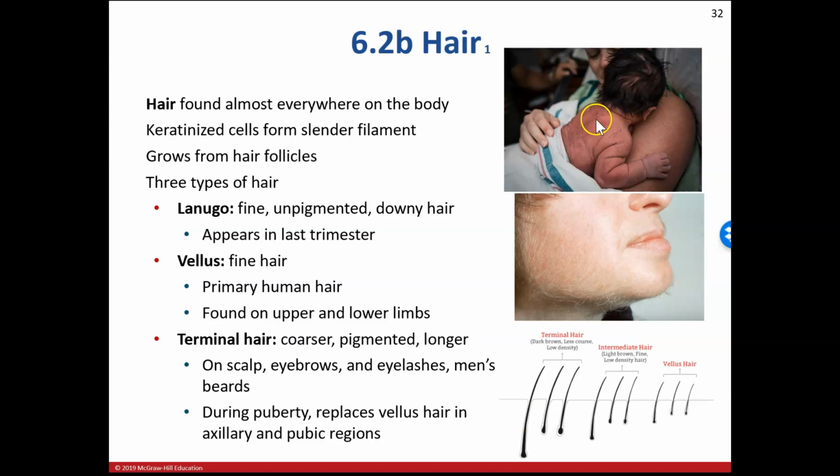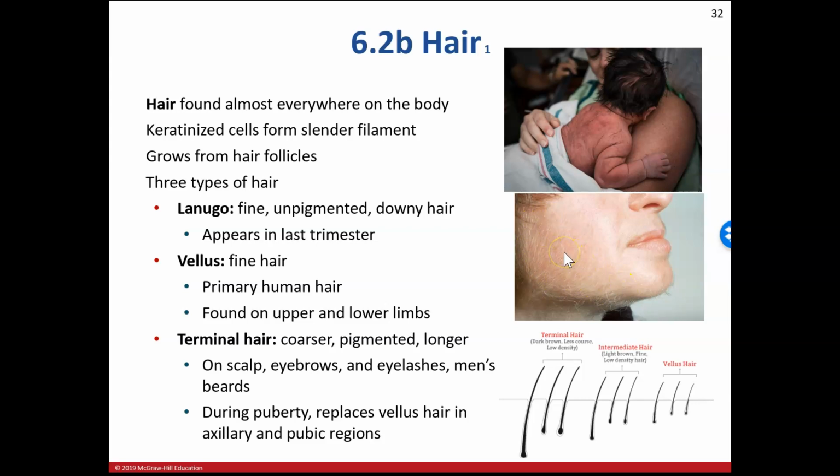First is lanugo, which is very fine, unpigmented, downy hair that's going to appear on the baby in the last trimester. Then we have vellus, or fine hair, and this is the best example I could find of this. It's kind of like peach fuzz, and it's the primary human hair found on the upper limbs and the lower limbs.